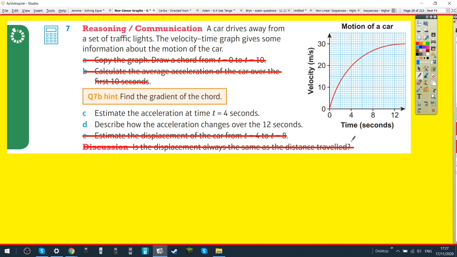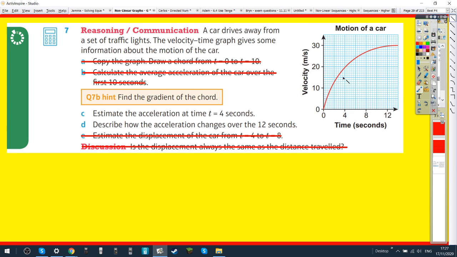Question C. Estimate the acceleration at time equals 4 seconds. So you need to make the straight line. Yeah. Point. Looks like that.